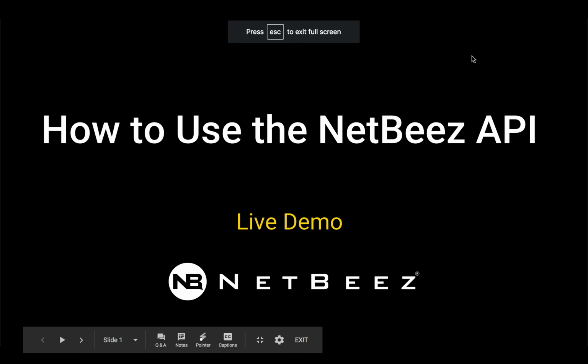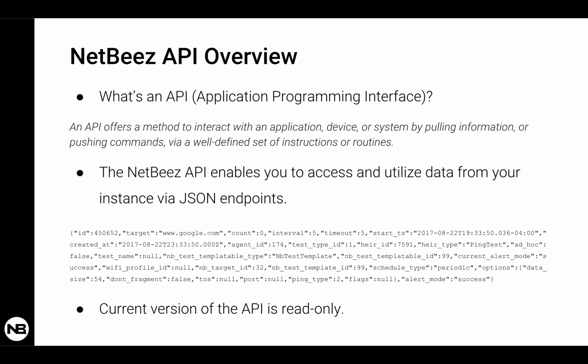Today we're talking on how to use the NetBeez API. API stands for Application Programming Interface, and it's a way to interact with an application, device, or system by pulling information out of it or pushing commands via a well-defined set of instructions or routines. NetBeez offers an API for our users to gather network monitoring data from the dashboard, and that relates to the performance data captured by the agents.